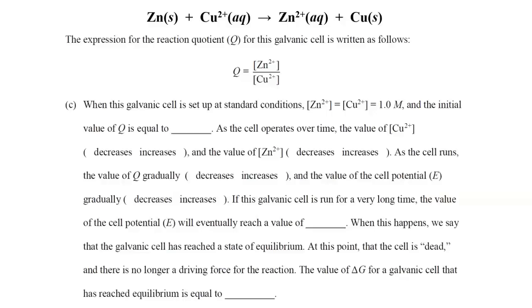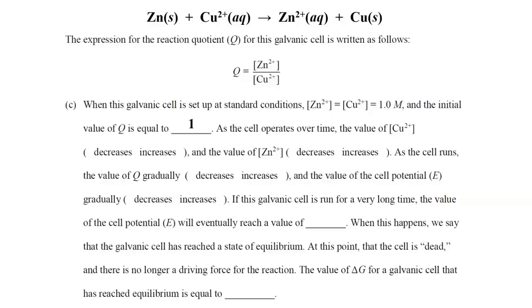All right, let's go ahead and answer part C. When this galvanic cell is set up at standard conditions, the concentration of the zinc ions is equal to the concentration of the copper ions, at 1 molar. So 1 divided by 1 is 1, and the initial value of Q is 1.